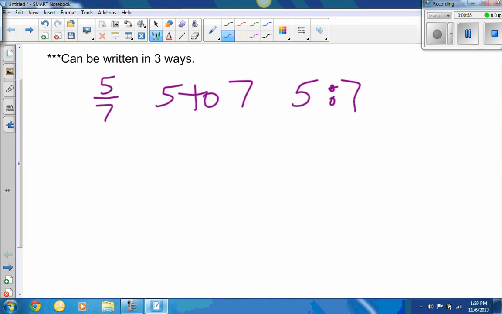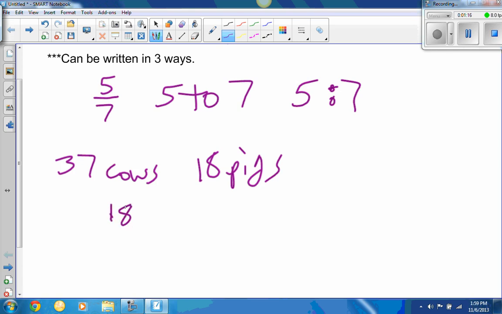And whatever's written first is what you put first. So like if they were saying write the ratio for pigs to cows, and you had 37 cows and 18 pigs, you would write 18 first, because that's what I said first, 18 to 37. If you can reduce it, go ahead and reduce it. If you can't, you just leave it. Like that is the answer, but you could also write it these two other ways as well.